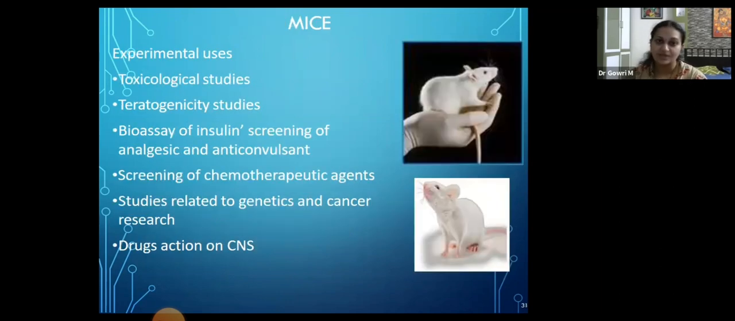Next, it is mice. Mice are actually used for toxicological study because we have already seen rats have relatively more ability to eliminate toxic things from the body. So for toxicological studies, rats are not that good, but compared to rats, mice are better. Teratogenicity studies, bioassay of insulin, screening of analgesic, anticonvulsant, screening of chemotherapeutic agents, that is very important, studies related to genetic and cancer research, drugs acting on CNS. In such cases, mice are better.